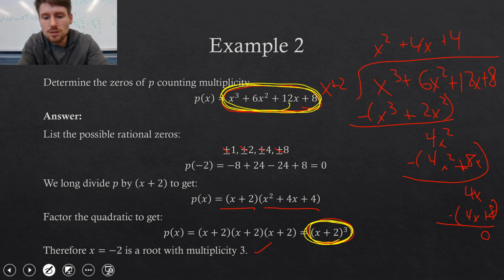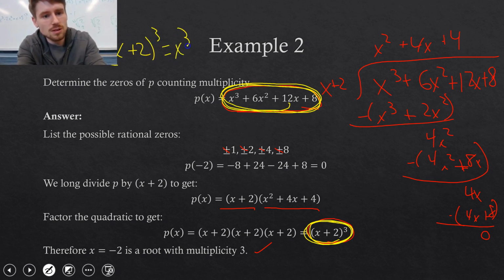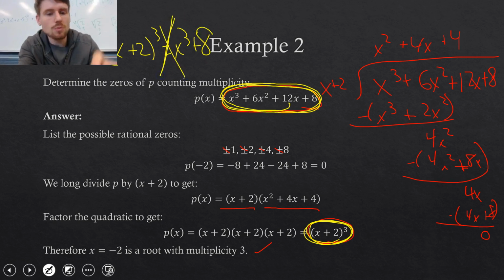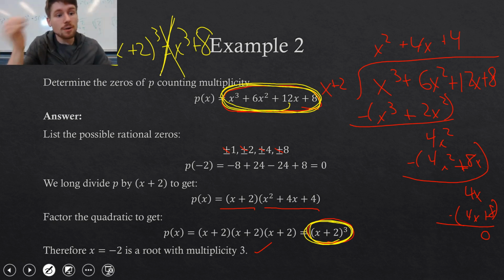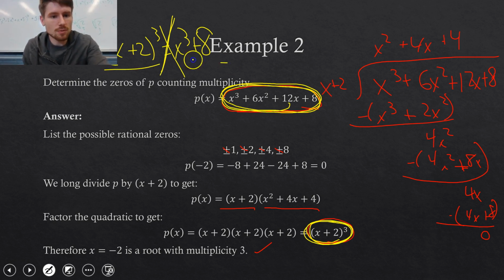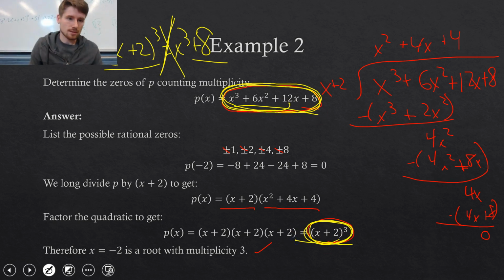Okay? A lot of students are tempted to just do this: x plus 2 cubed is x cubed plus 8. But that's very much not the case. That's not equal, right? We just factored this x cubed plus 6x squared plus 12x plus 8 polynomial out, and it is x plus 2 quantity cubed. So clearly these are not equal because we know this equals that, okay? Those are in fact the same.